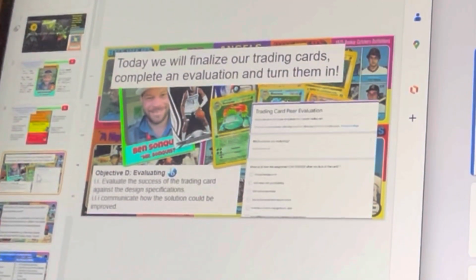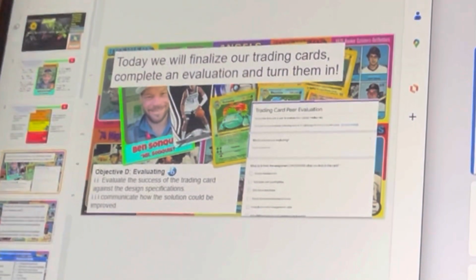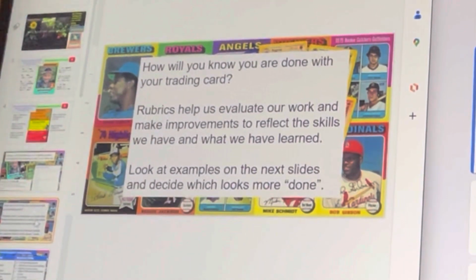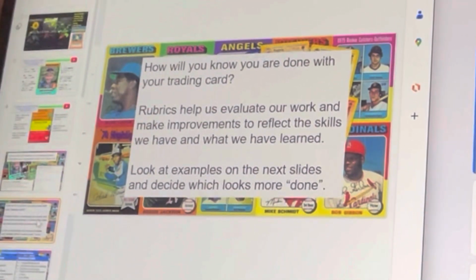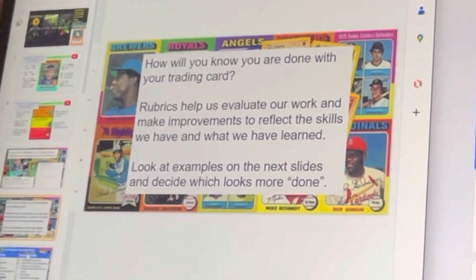Today, it's time to figure out, how did you do a good job, or how is it ready? Is there anything else that you can do? And the way we do that is by looking at something called a rubric. They help us evaluate our work and make improvements to reflect the skills that we have and that we've learned. So we're going to look at some examples.